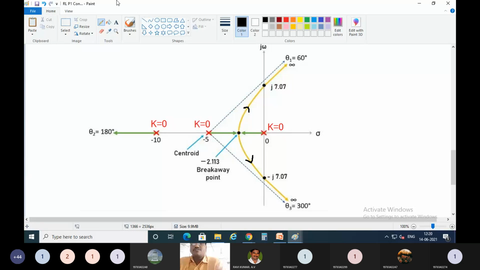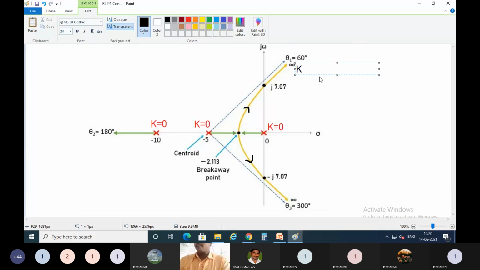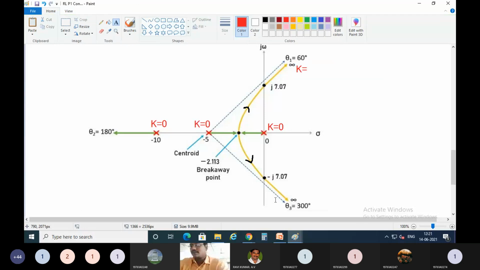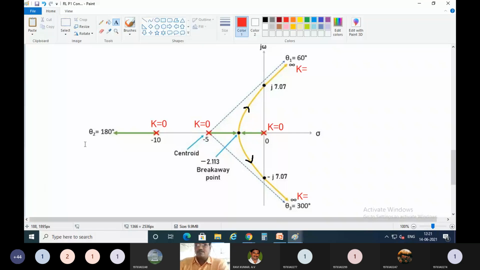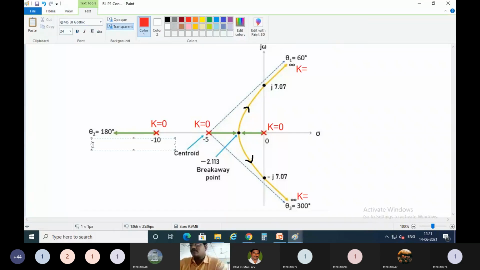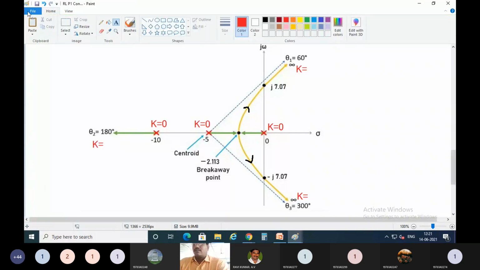See the second. Since they approach infinity, here the K value we have noted as infinity. So K value is equal to infinity. I will write it. So K equals infinity, here also K equals infinity. So 3. K equals infinity, K equals infinity, like this. Infinity was already written there, but that is K. Do you understand?